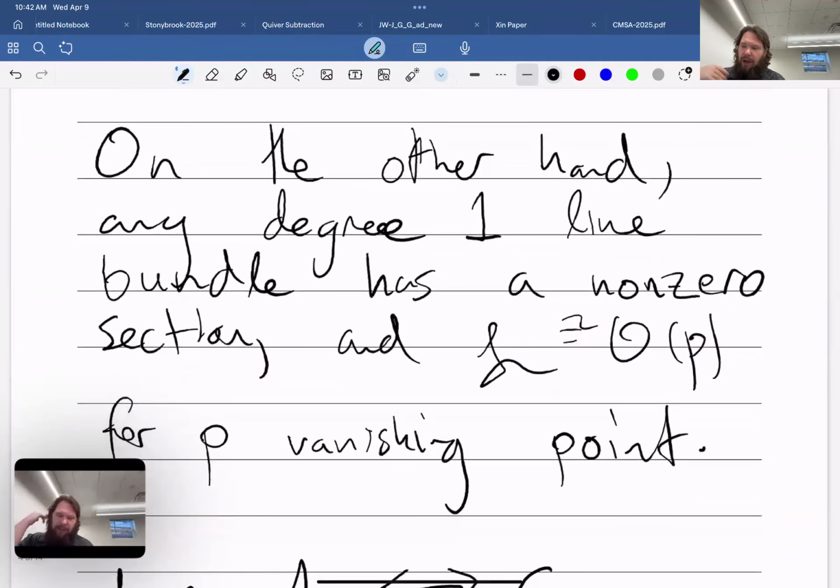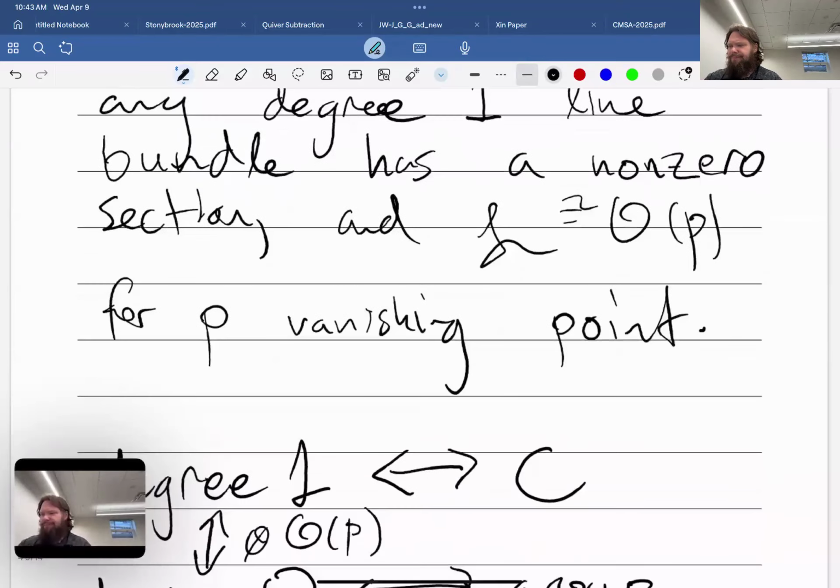On the other hand, every degree one line bundle, again by Riemann-Roch, has a non-zero section, and that non-zero section vanishes at one point because of the definition of degree one. Its zeros and its poles add together to be a degree one divisor. There are no poles, so there can only be one zero. So we get a bijection between degree one line bundles and points. This is a special thing about elliptic curves. This isn't true for higher genus curves.